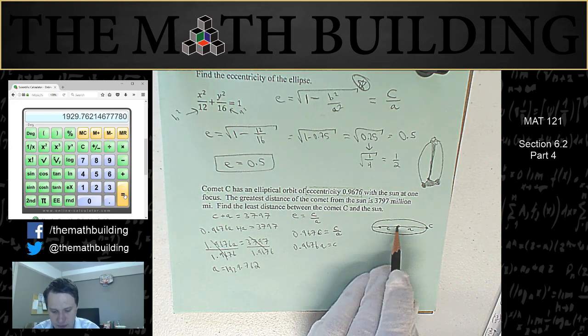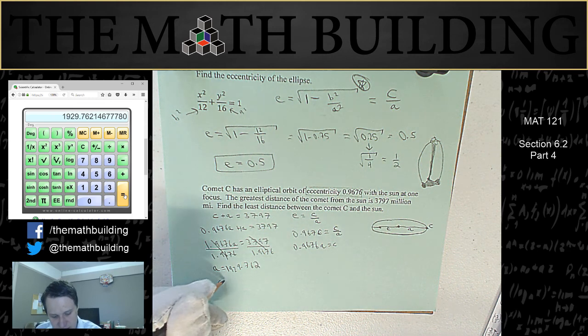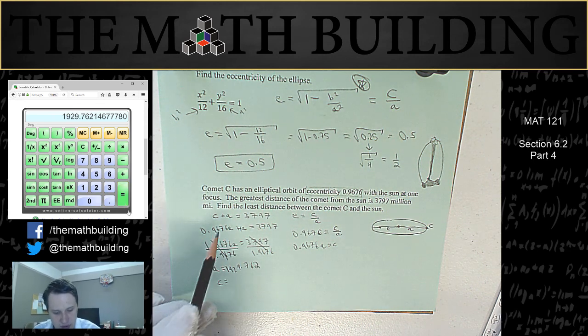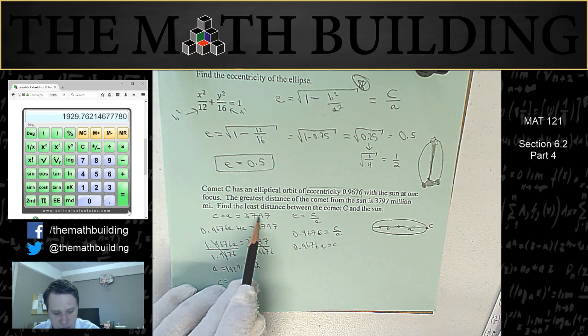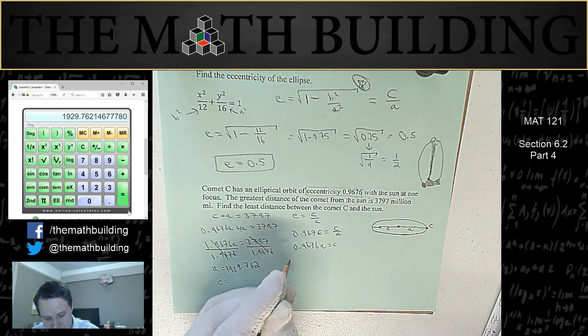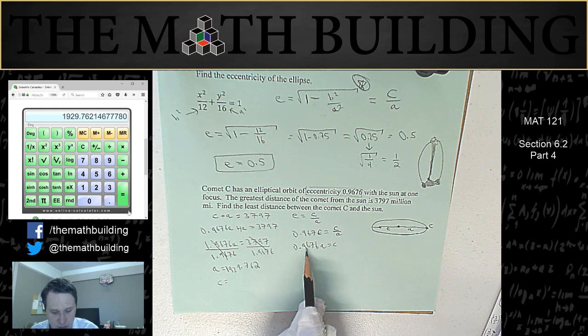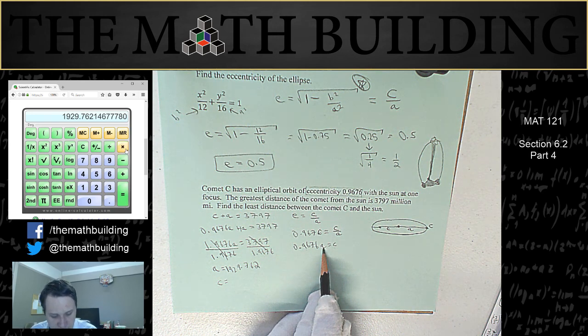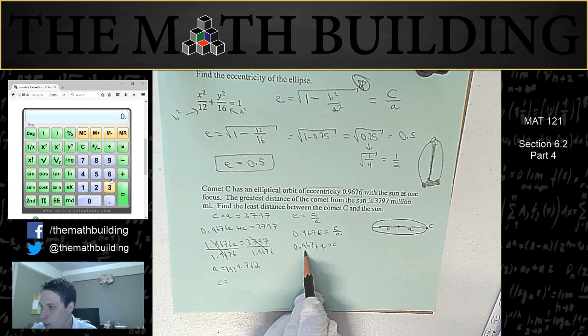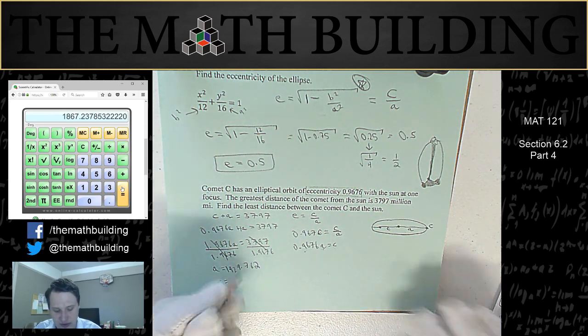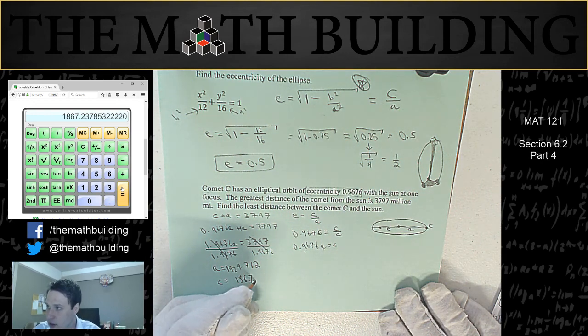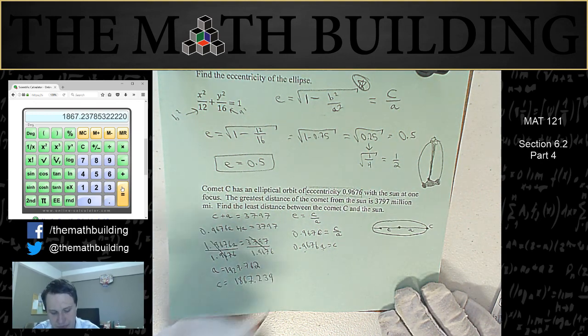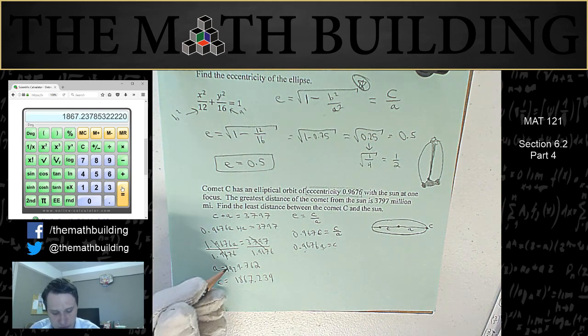Let's find out what the C distance is. So C is equal to, again, we can just do C plus A equals 3797. Or actually, look, I've got it right here. C equals this number times A. It doesn't matter which equation you use to find out what C is. So let's do this number I have in my calculator, which is A, times 0.9676. And that will tell me C, which is 1867.239 if we round. Okay, so we've got A and C, which is very helpful.